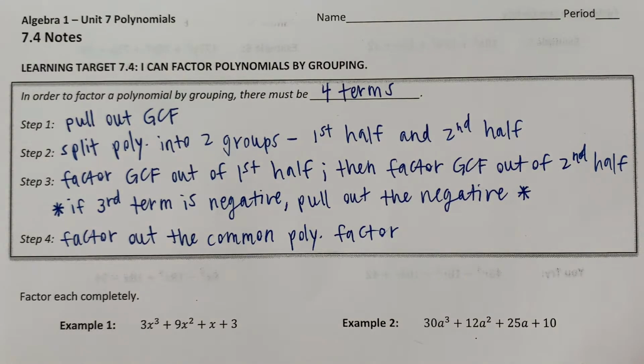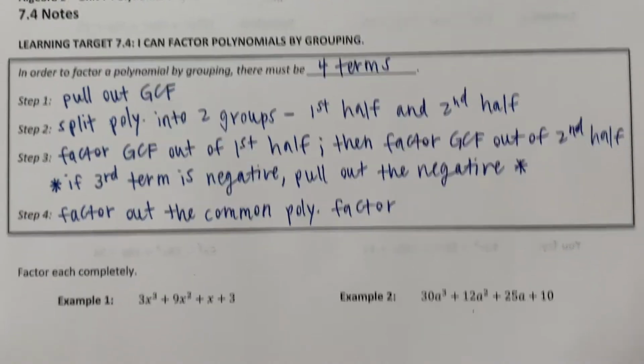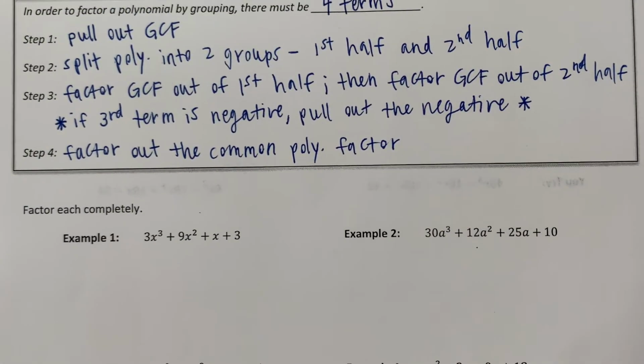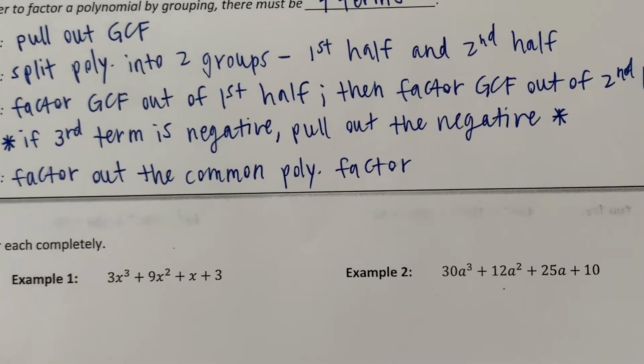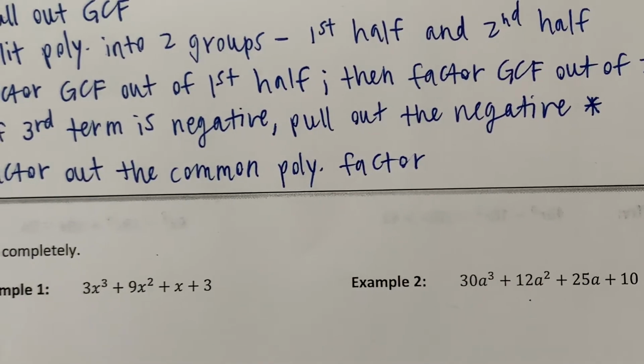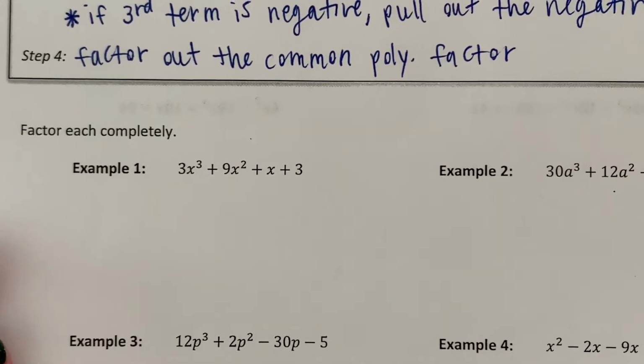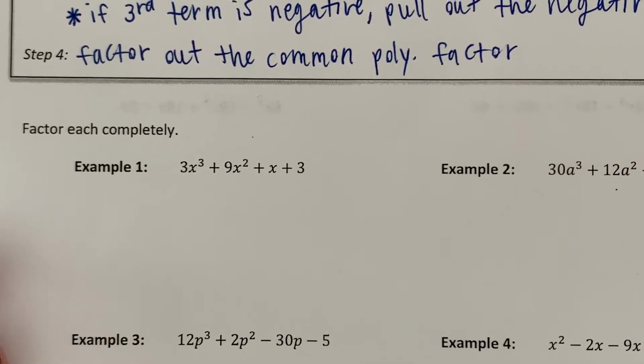So our directions tell us to factor each completely. And in example 1, I have a polynomial with 4 terms, so I'm good to go there. I have all 4 terms. And so I can look at step 1. So my step 1 tells me to pull out a GCF, and that's if I can.